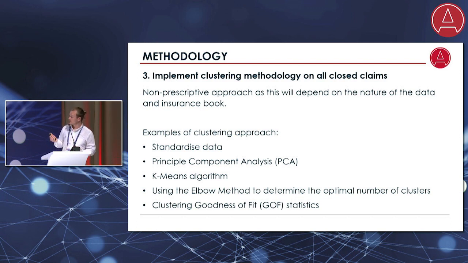Then applying principal component analysis. If you have a lot of features that you want to use, say 20 features or something like that, this is a way of reducing the dimensionality of the data, but still retaining all the describability. And then applying the k-means algorithm. So this is just an example. K-means is one of the simplest ones. It's a great place to start. It's very understandable. You can understand the logic easily. And then you can use the elbow method to determine the optimal number of clusters for it to be statistically significant, homogeneous groups. And you can look at other goodness of fit statistics.